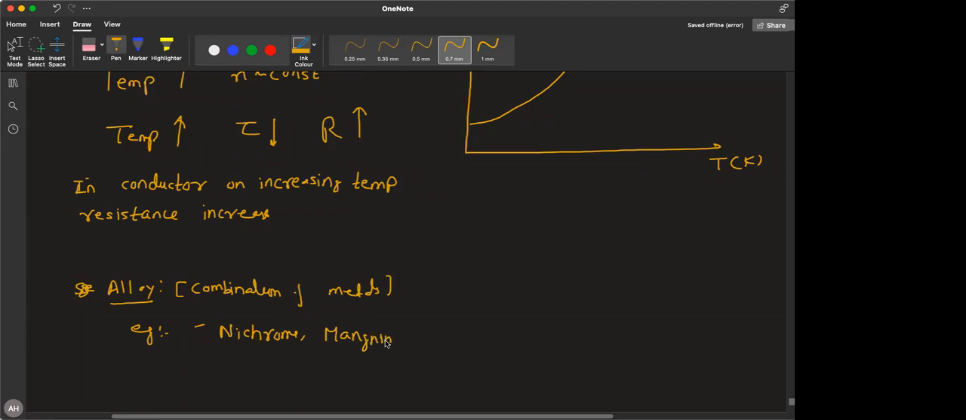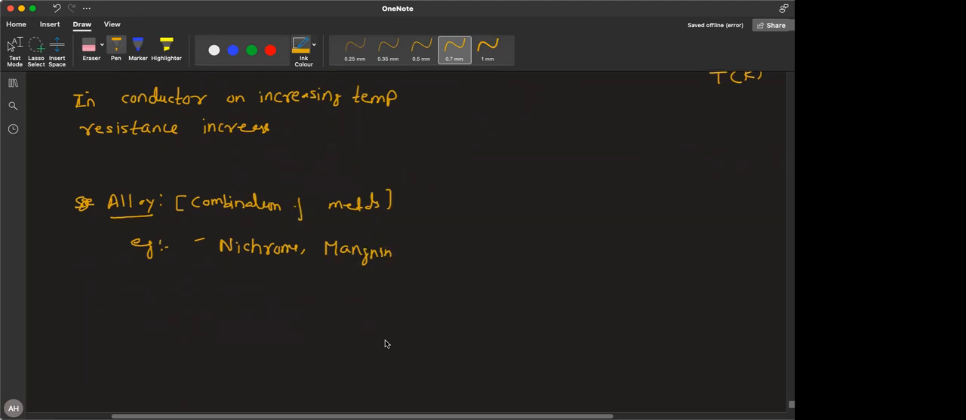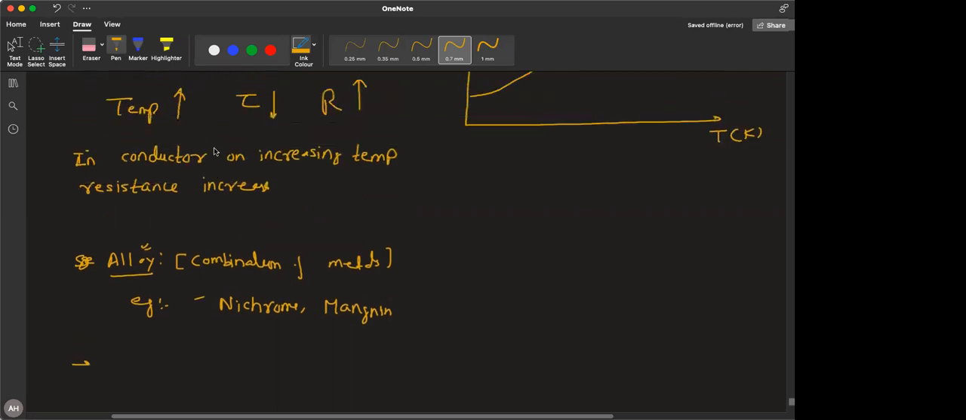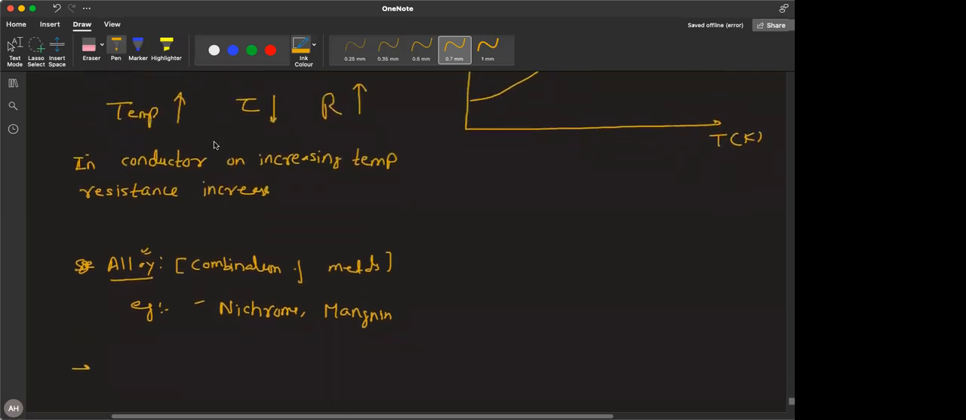So when we make an alloy, we have certain criteria in mind. When we mix metals to form an alloy, our target is to have minimum variation with temperature. We combine metals in an alloy so that the resistance has a very small variation with respect to temperature. So alloys are combinations of metals. All metals are conductors. So just like conductors, in an alloy also, when you increase temperature, resistance will increase.